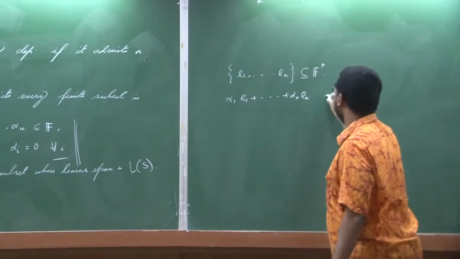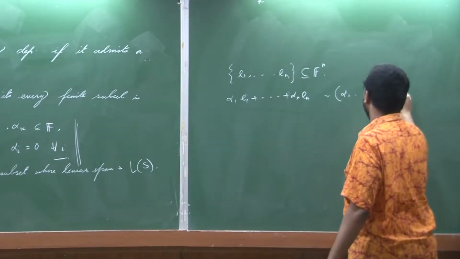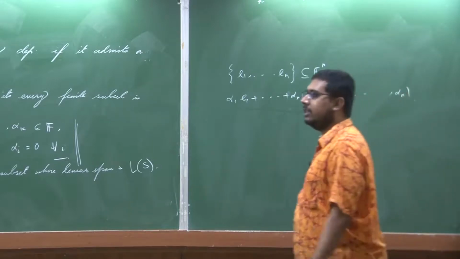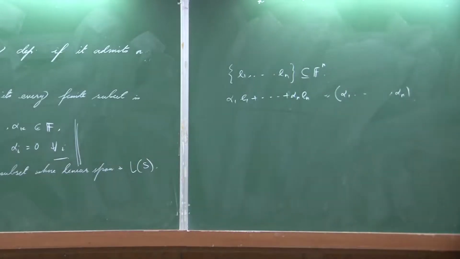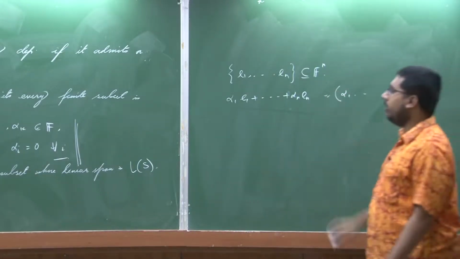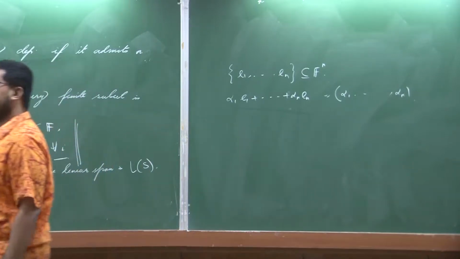So, what is this? As a tuple, this is nothing but alpha naught to alpha n. So, if this is 0, then each alpha i has to be 0. So, this set is linearly independent. Okay. So, what about other spanning subsets of Fn?